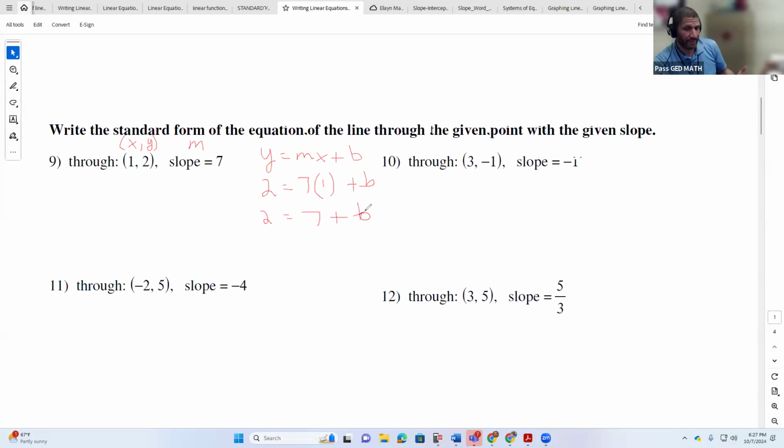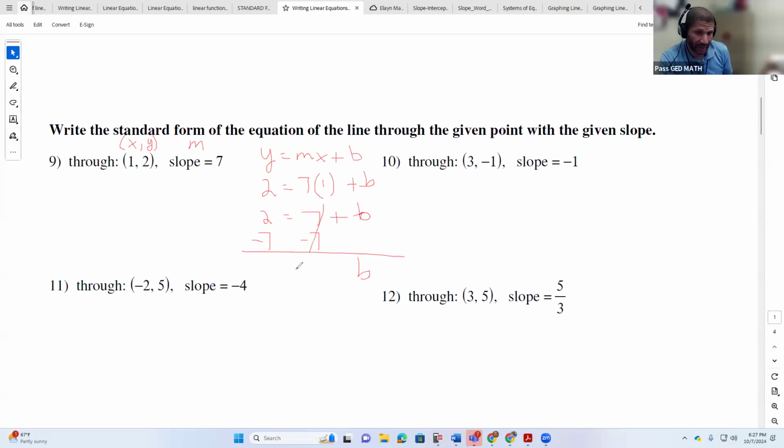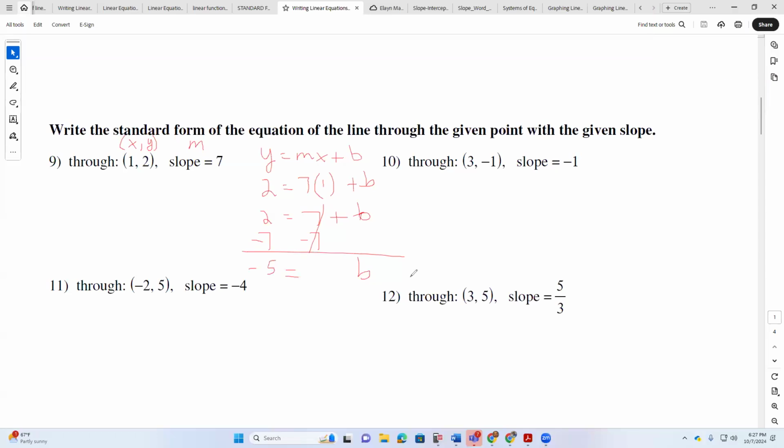Now, b is not by itself. We need to solve for b. So we're going to subtract 7 from both sides. So we get b. The 7's cancel. We bring down our equal. Negative 7 plus 2 is negative 5. Got me? So now watch this.